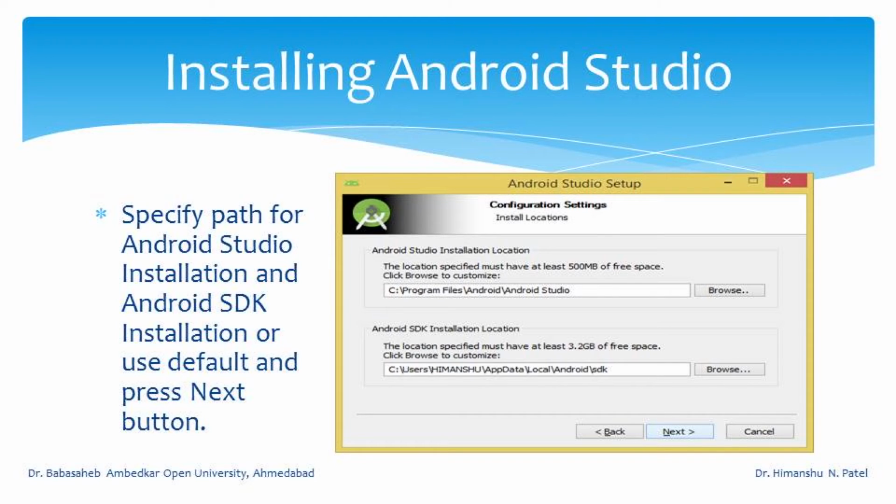Here you have the flexibility of changing the default path for Android Studio installation. So, here you can specify the SDK installation location and the Android Studio installation location. By clicking on the browse button, you can choose a different path also, where you can install the SDK as well as Android Studio. So, specify the path for Android Studio if you want to change it, otherwise you can use the default path also, and then you have to press the next button.